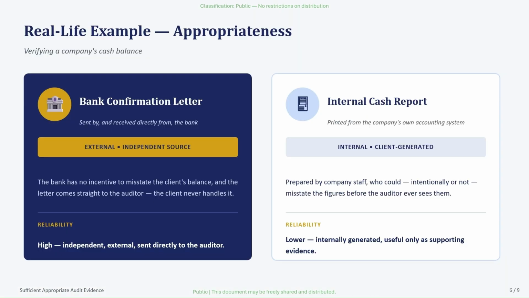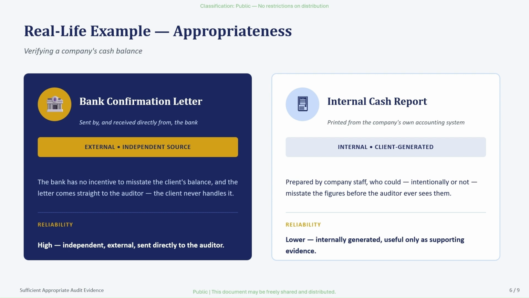Here's a concrete example of appropriateness in action. Suppose the auditor needs to verify a company's cash balance. On one hand, there's a bank confirmation letter sent by the bank directly to the auditor confirming the balance. The bank is an independent third party with no incentive to misstate the number, and because it comes straight to the auditor, the client never has a chance to alter it. That makes it highly reliable.